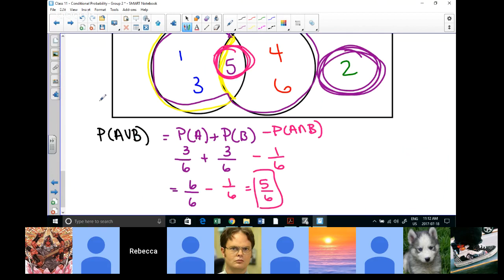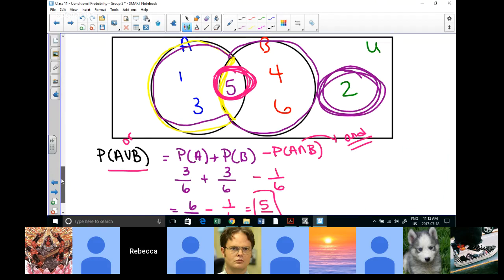Does that make sense? So when you're finding the probability of A or B, you do the probability of A plus the probability of B minus their intersection. That way you don't count this twice.